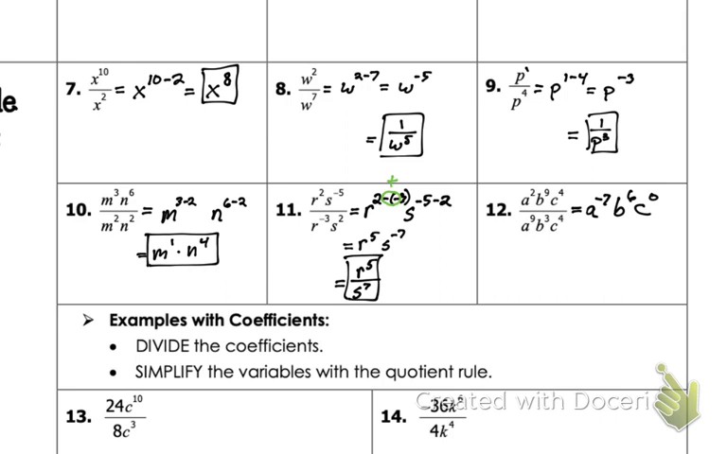What happens if we have anything to the power of 0? It's just a 1. That's right, this just becomes a 1. Do you see this negative 7? That's going to shoot this a to the bottom. And so we'll have b to the 6th over a to the 7th would be our correct answer for that one.